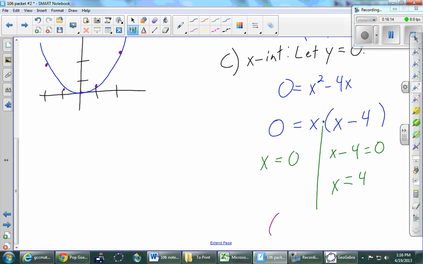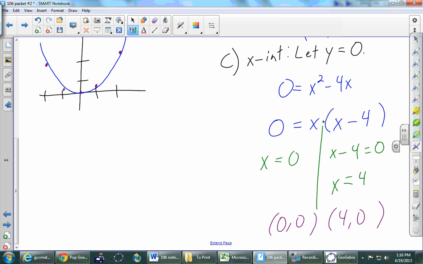So that means that our two x-intercepts, so we have 0, 0 for the first, and 4 comma 0 is good for the second. X was 4, but y was 0. That was the first thing we did right there. Right, so for both of them, y is equal to 0 here and here.